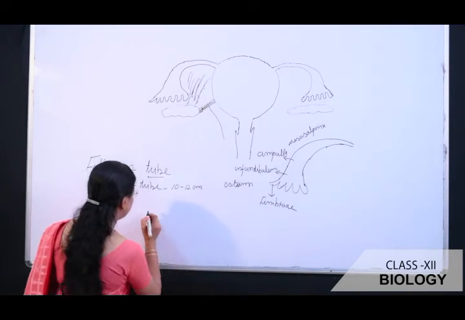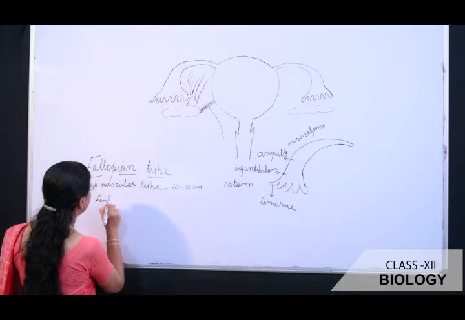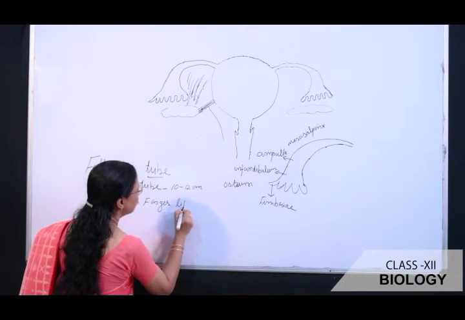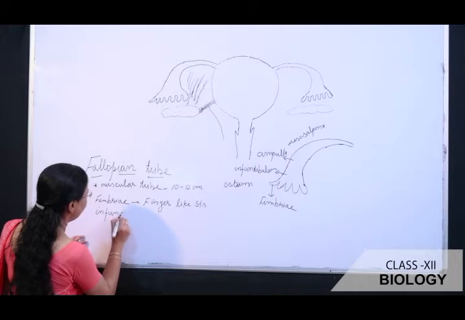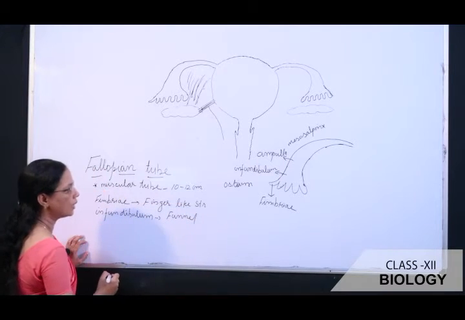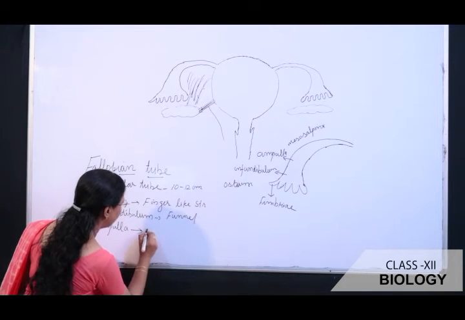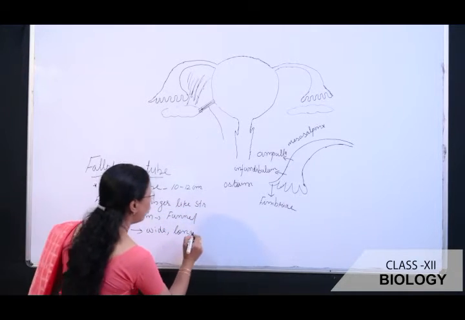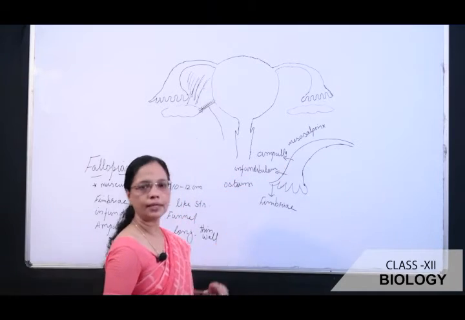So we can write here: fimbriae is a finger-like structure, infundibulum is a funnel-shaped structure, and ampulla is wide, long, and the wall is thin. The wall of the ampulla is thin.